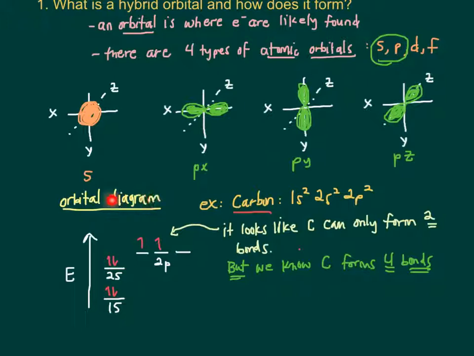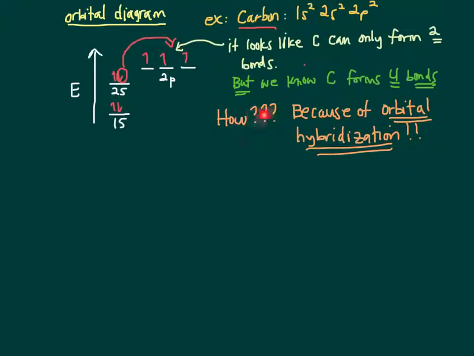And so its orbital diagram with its atomic orbitals doesn't really explain how it's possible for carbon to form 4 bonds. And even if we were to take one of these electrons, say this electron, and promote it up here and move it up to the 2p energy level, that still only gives us 3 bonds. And so it doesn't really make sense for how carbon is capable of forming 4 bonds. So how is that possible?